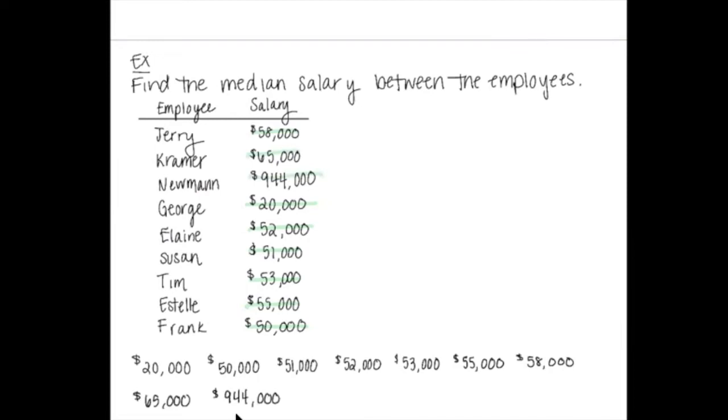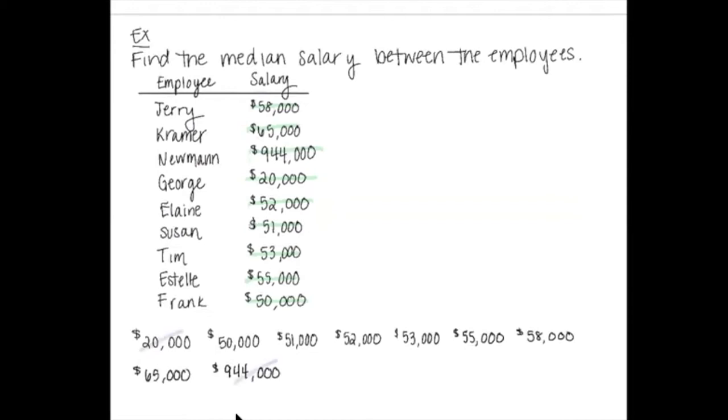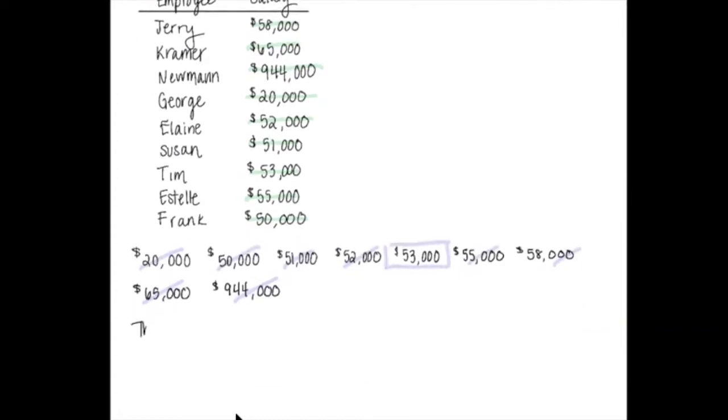What I tend to like to do is cross off one on each end and then keep coming in until I get to the very middle. So I cross out one on each end, one on each end, one on each end. 53,000 is the number that falls directly in the middle. So here, the median salary is $53,000. And that one is much more reasonable than our mean.